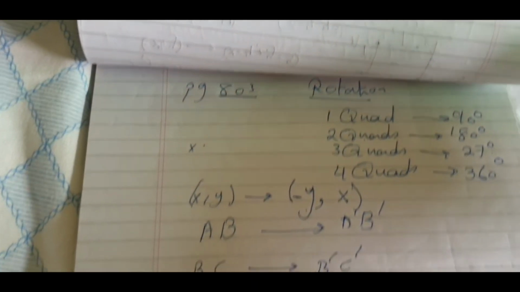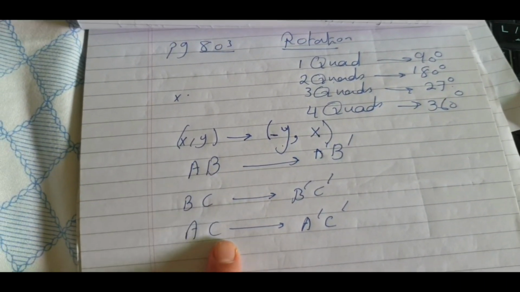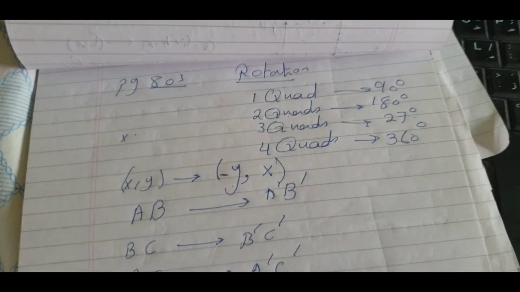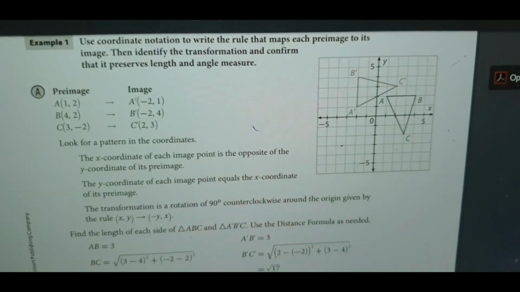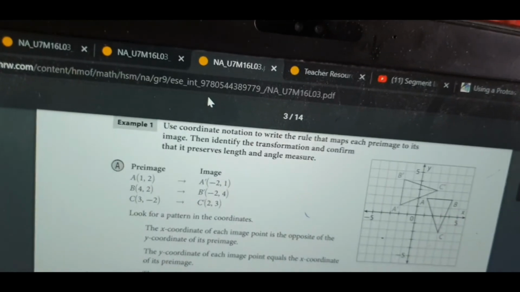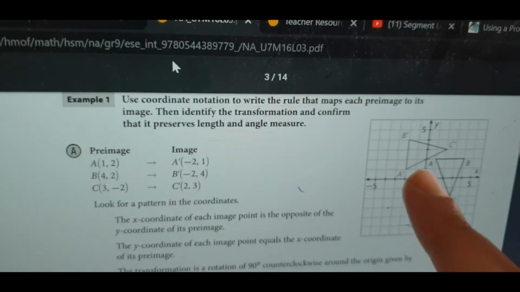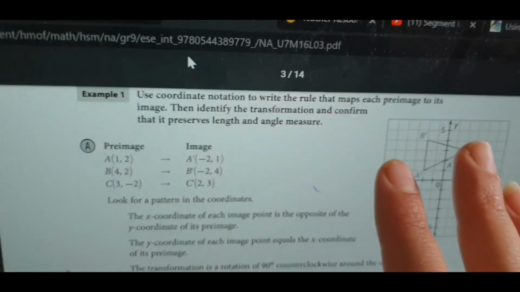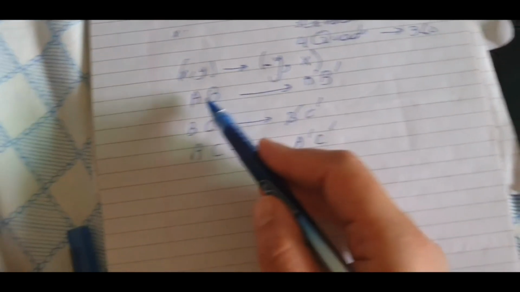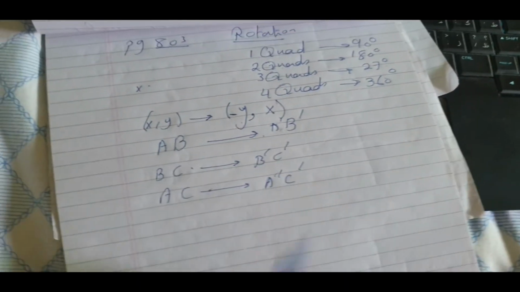To confirm that it preserves the length, you have to use the distance formula for finding AB, BC, AC, and A prime B prime, B prime C prime, and A prime C prime. But of course, be smart, you are sure that this is the same. It didn't change size, right? Since it didn't change size, all lengths will be the same. AB will be the same as A prime B prime, BC will be B prime C prime, and AC will be A prime C prime. So just get the length of AB, BC, and AC, and then it will become the same.